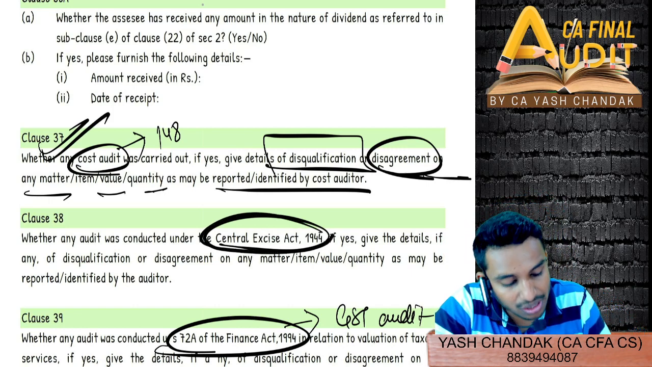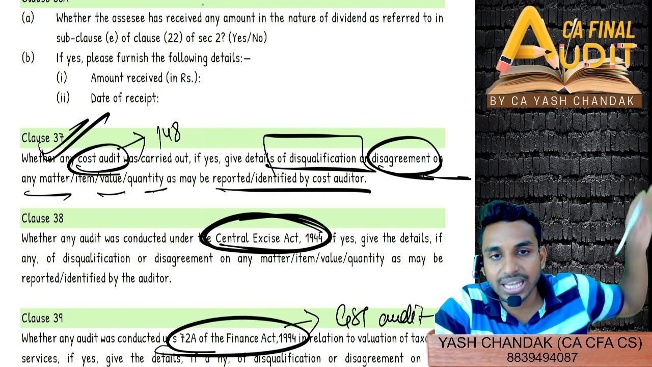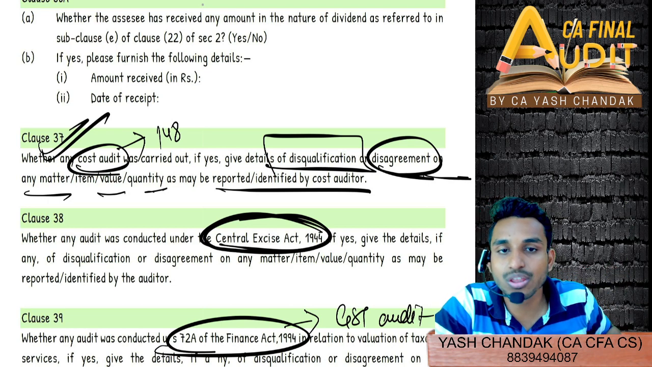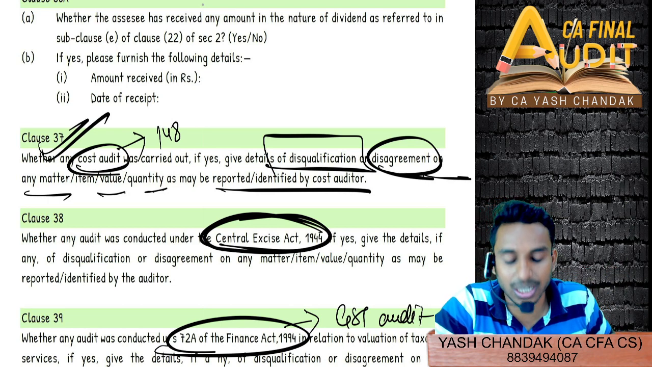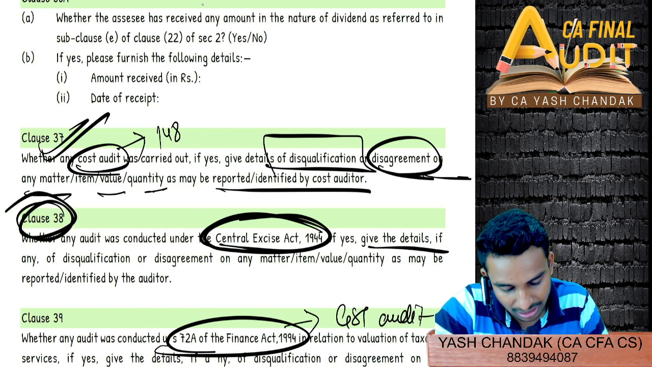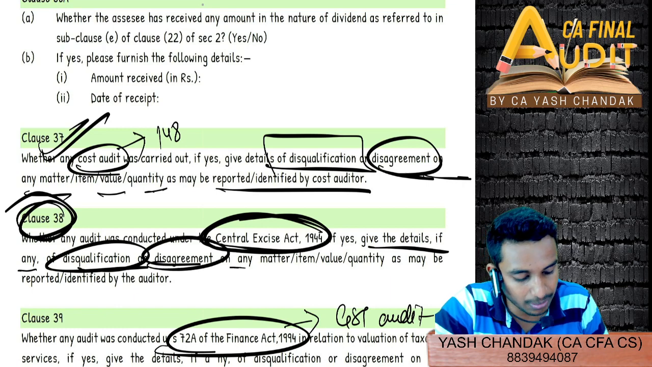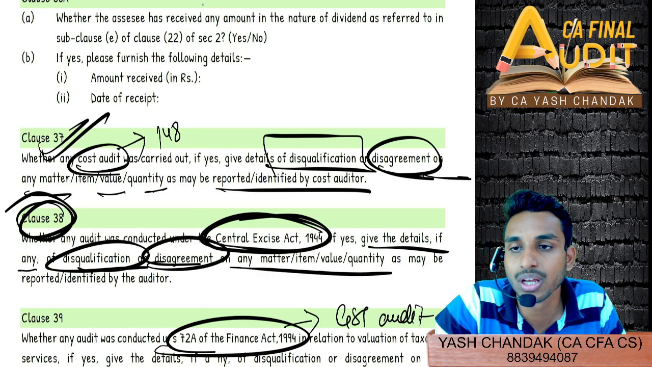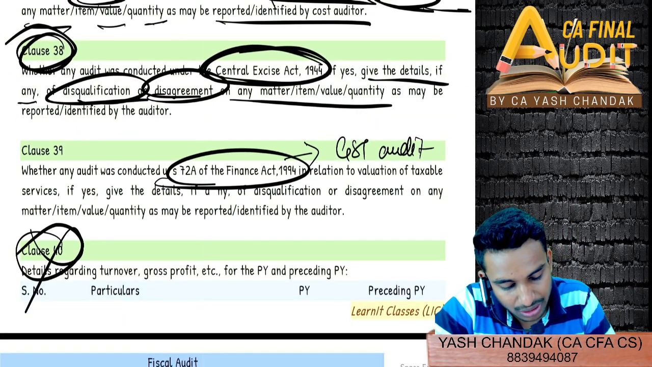Similarly, excise audit is being done by the excise department, and they'll come with certain disqualifications, or they'll come out with certain points. So you'll have to mention here in clause 38. In clause 38, you give the details of any disqualification or disagreement on any matter, item, value, or quantity.